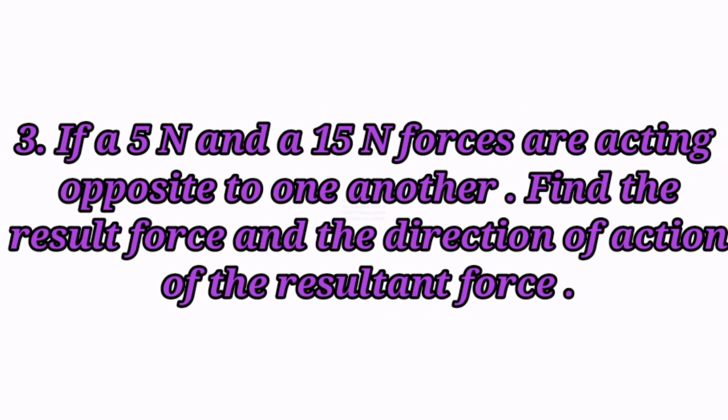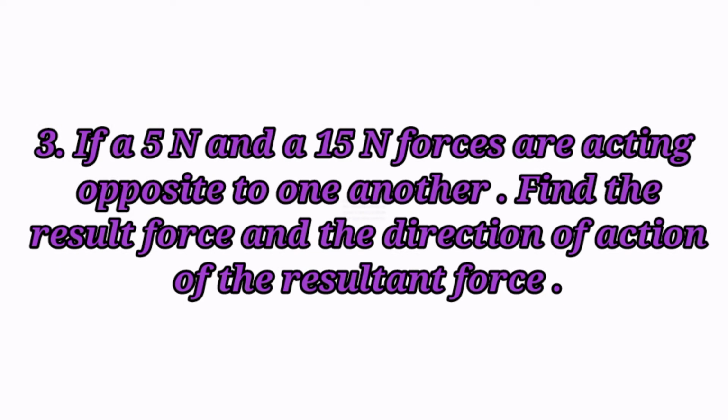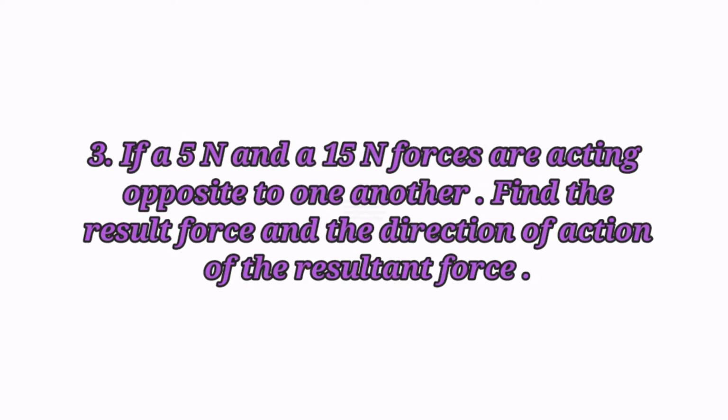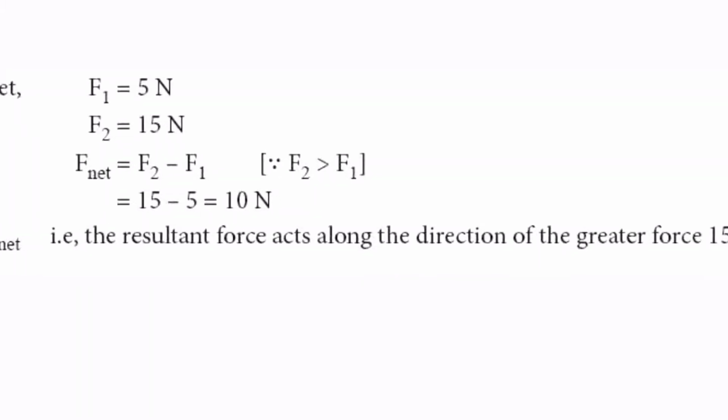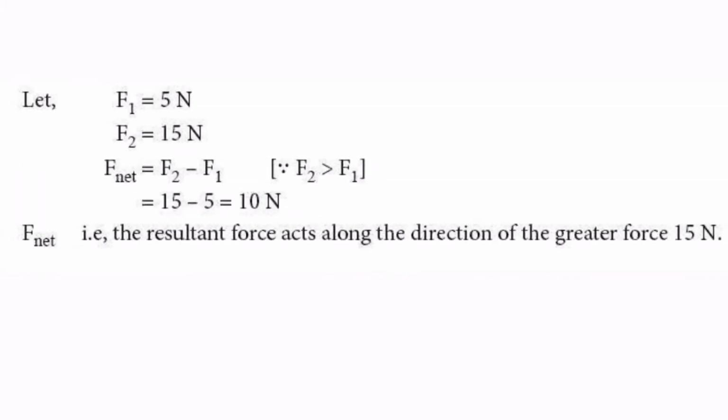Third question. If a 5 Newton and a 15 Newton force are acting opposite to one another, find the resultant force and the direction of action of the resultant force. Let F1 is equal to 5 Newton, F2 is equal to 15 Newton. F net is equal to F2 minus F1, because F2 is greater than F1. Therefore, 15 minus 5 is equal to 10 Newton. F net, that is the resultant force, acts along the direction of the greater force, that is 15 Newton.